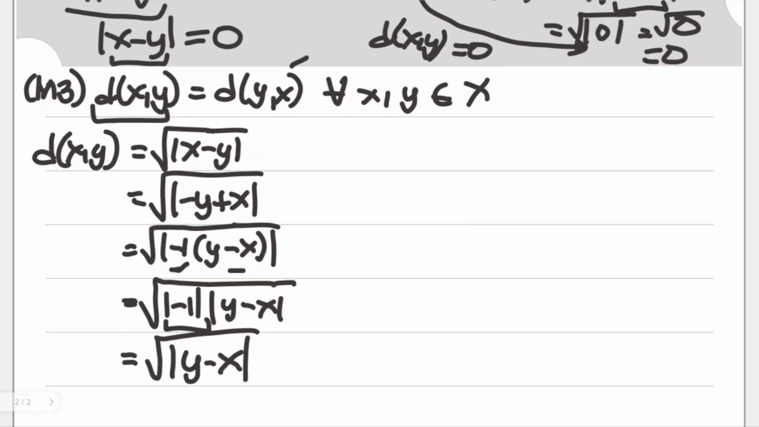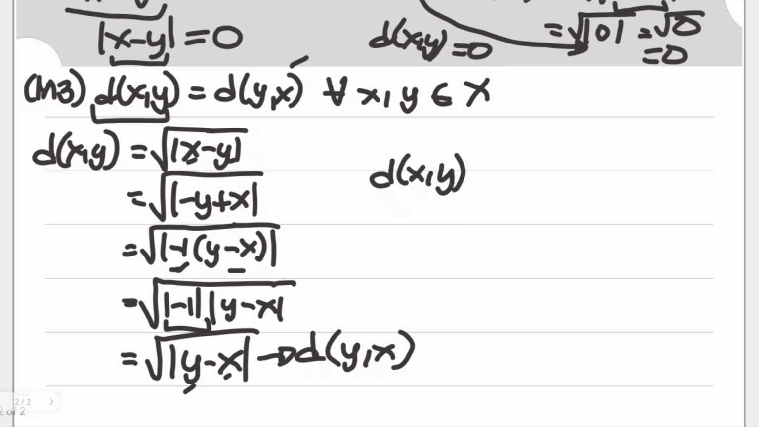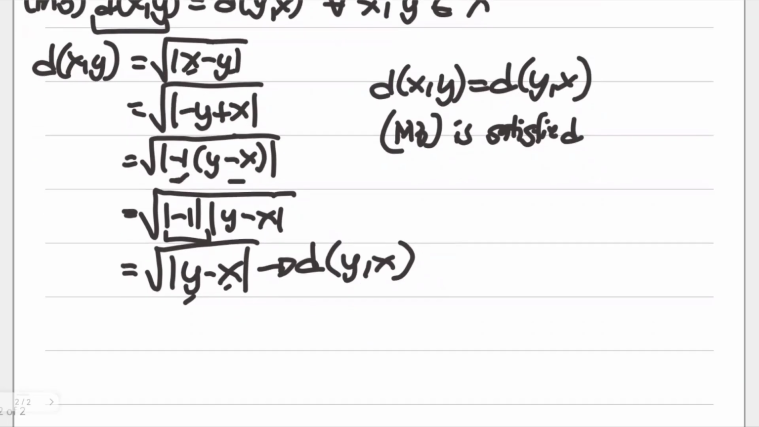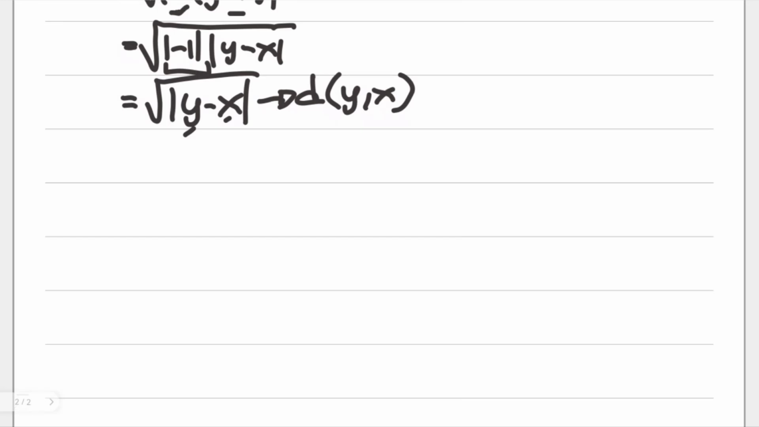And what does this stand for? This is actually equal to the distance of y and x. Following that, we had x first earlier and then y, and now y here and x. So we have shown that the distance of x and y is equal to the distance of y and x. Hence, M3 is now satisfied.